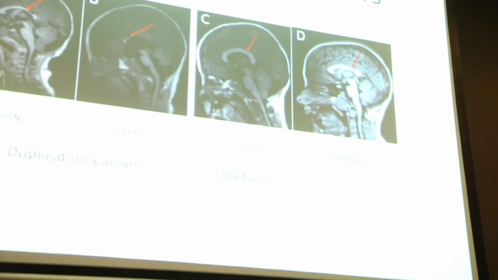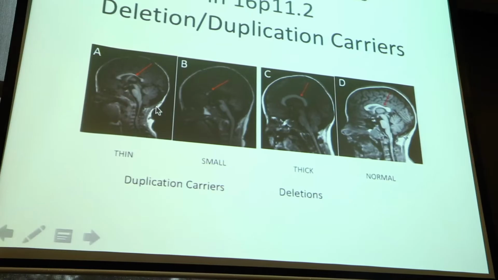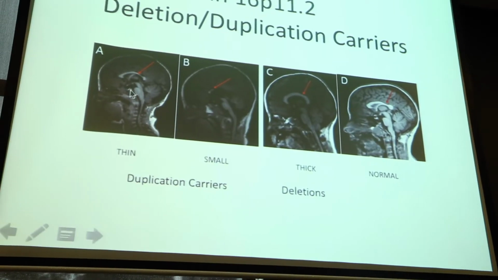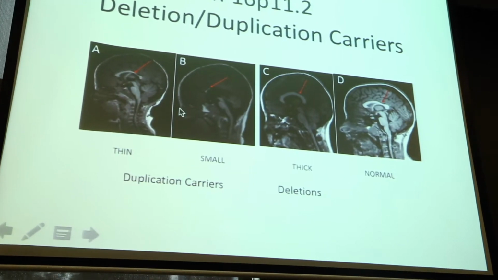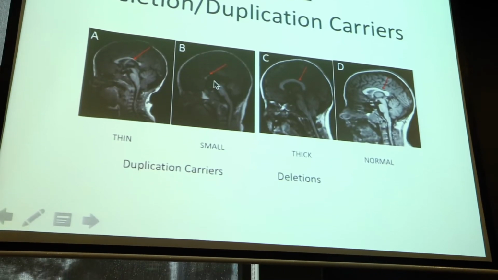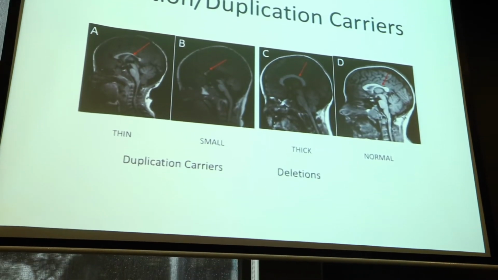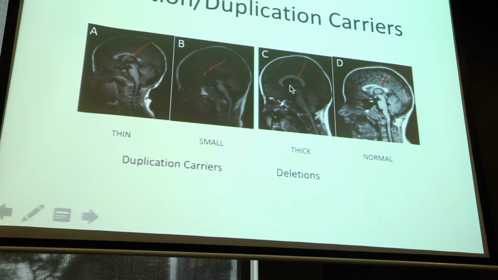And so what this is pointing out, so again, here's a normal corpus callosum, looking at it in the middle, and then here are two examples of individuals who carry the duplication. One person has a thin but fully formed corpus callosum. You've seen me show you that earlier. And then this one here is an individual with a very small corpus callosum. Those are both duplication carriers. And if you are a deletion carrier, you actually have the opposite. You actually have a thicker corpus callosum.